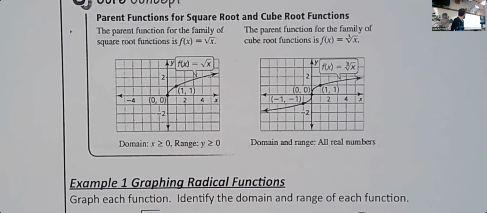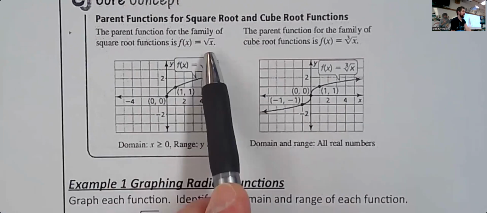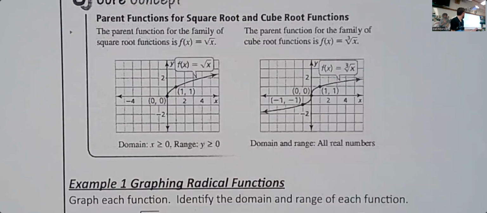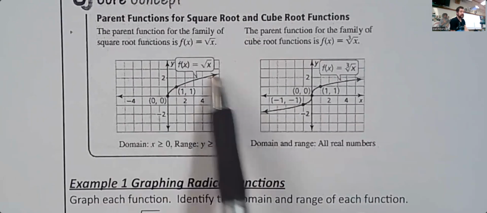So a parent function is the most basic form of a particular type of function. So if you're talking about a square root function, the most basic form of that would be f of x is equal to the square root of x. There's no other numbers with it. It's just the square root of the variable. Same thing with cube root, just the cube root of the variable. That is the parent function. Both of these functions look exactly like that.